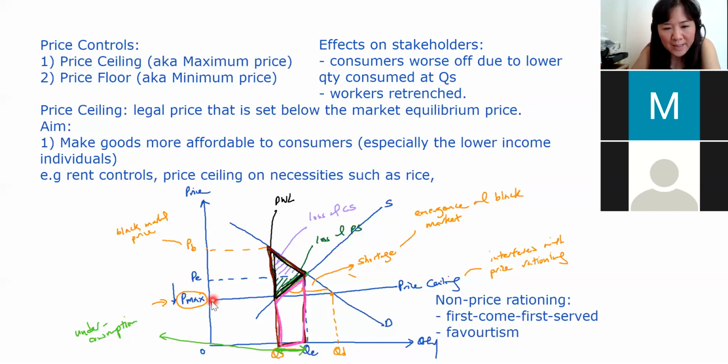So you can see that the total revenue has decreased from this bigger area PE times QE to P max times QS. Got it? So this is how the producers are worse off. Clear? Any questions that you guys want to ask? Not really.